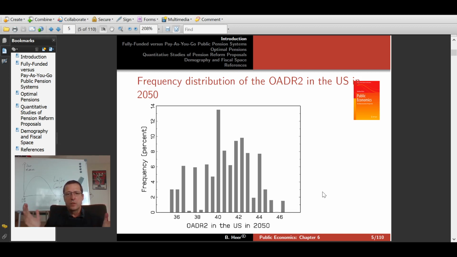And as you can see, the distribution has a large variance. So we have old age dependency ratios ranging from 35 to 57%. And the distribution is not normal. Standard tests reject the null hypothesis of a normal distribution. And we have a lot of uncertainty with respect to the projection of the demographics here. So keep this in mind when we talk about future developments, demographics, and sustainability of public pensions.